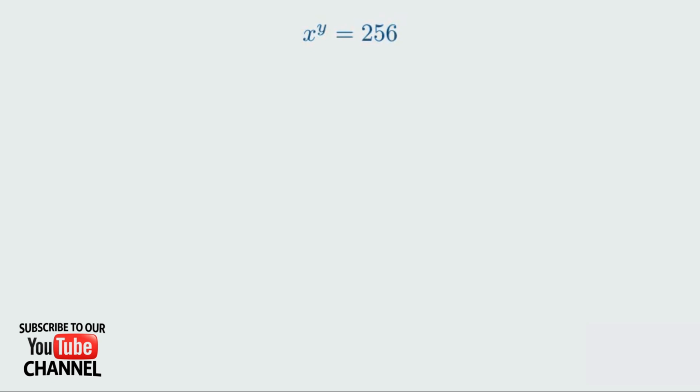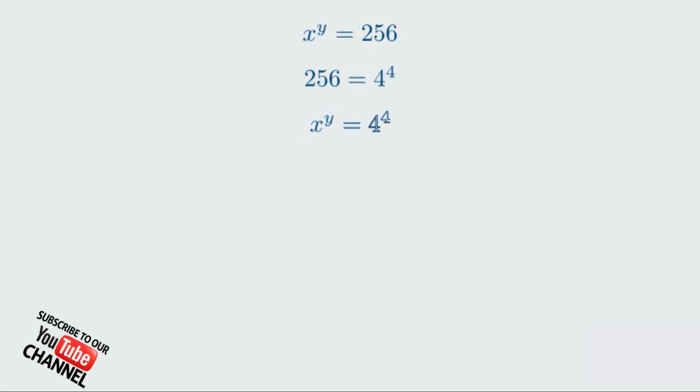Let's go back to our pattern recognition idea. Can we find a simple number x that makes this work? Let's re-express 256 as 4 to the fourth. So x to the power of y equals 4 to the power of 4. From this, it's very tempting to say that x equals 4 and y equals 4. Let's test if this is a valid solution.